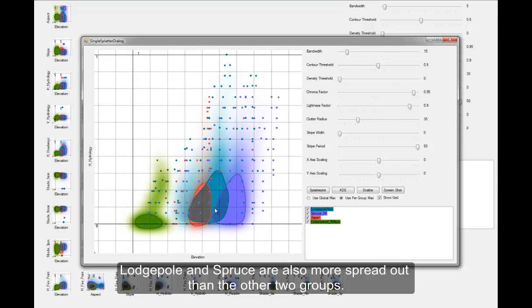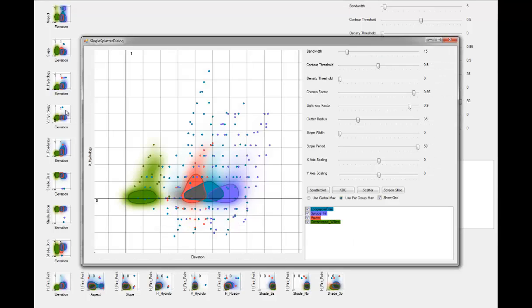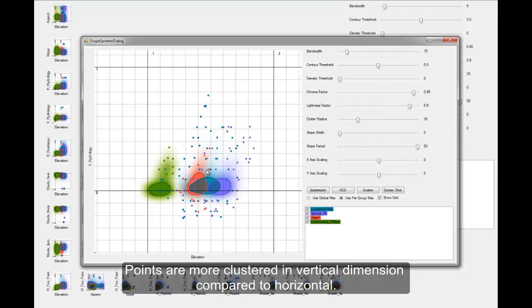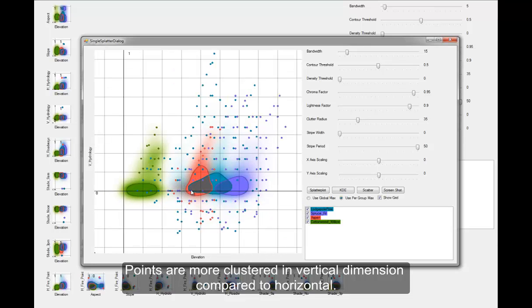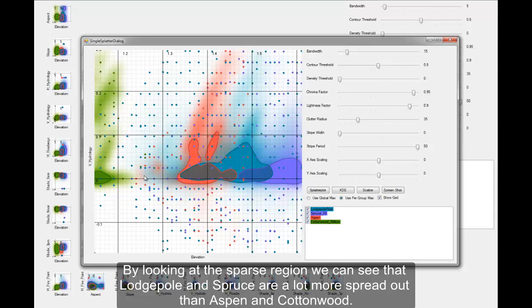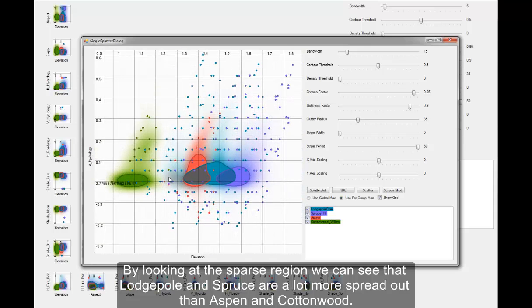and the hydrology variables. We can also take a look at the vertical hydrology versus elevation plot. Here we see a similar pattern. However, notice how the groups are a lot more clustered in the vertical dimension, especially aspen and cottonwood. Looking at the sparse region, we can clearly see that although the dense parts of the data for lodgepole and spruce follow a similar pattern, they are much more spread out than the other 2 groups.